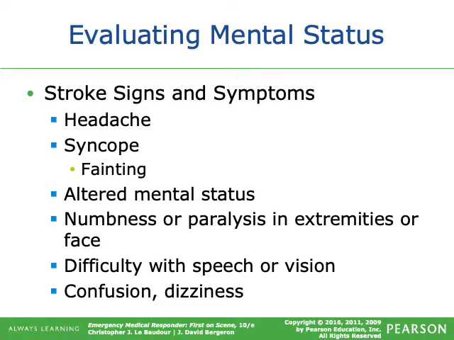Alright, stroke signs and symptoms. A lot of times people will complain of a headache or a syncope, which is just a fancy word for fainting. They may have an altered mental status. Numbness or paralysis in extremities or the face is commonly to one side of the body. That's one telltale sign that somebody's having some type of cerebrovascular accident, is the paralysis is going to be to one side of the body or face. Difficulty with speech and vision, confusion, dizziness.